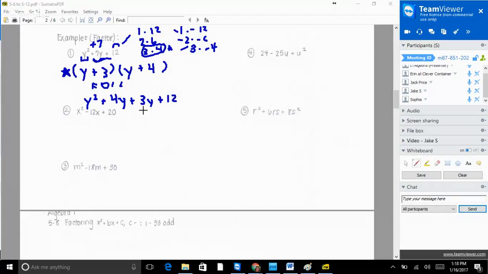So now if I do that, y squared plus 4, or 4 plus 3y is 7y plus 12. So now that I factored and then FOILed again, I know, okay, this matches this, so this is the right factor of y squared plus 7y plus 12.